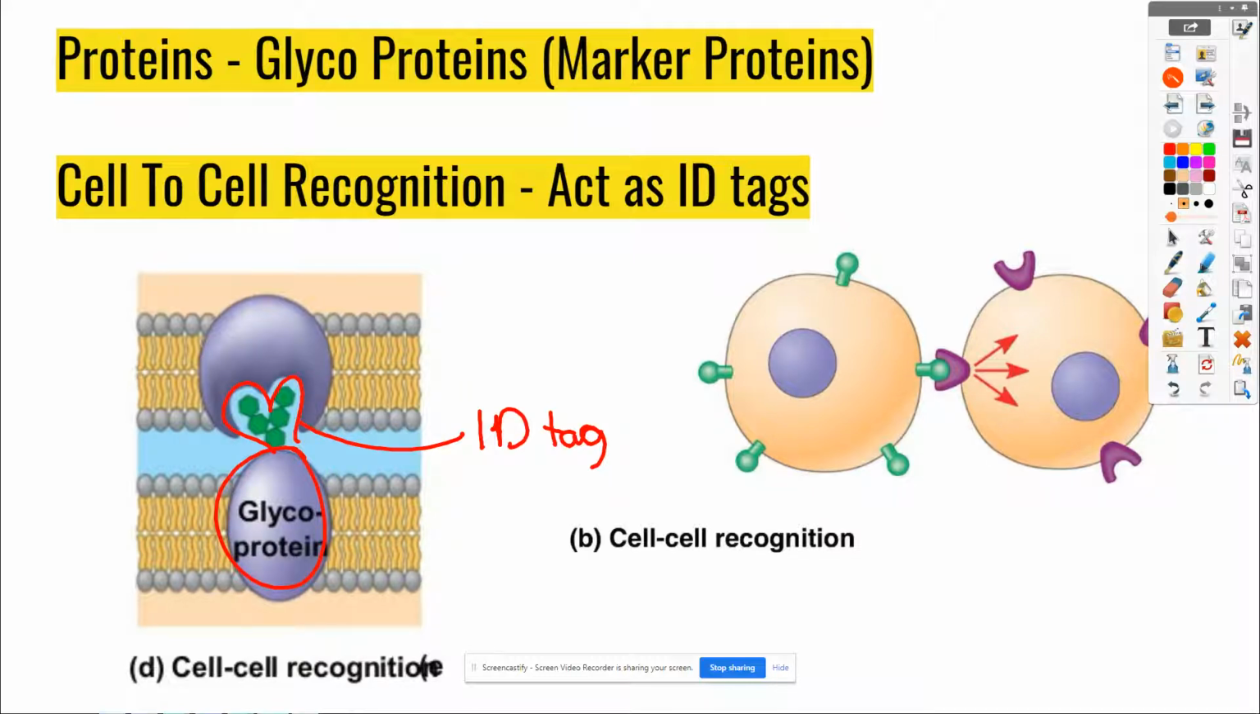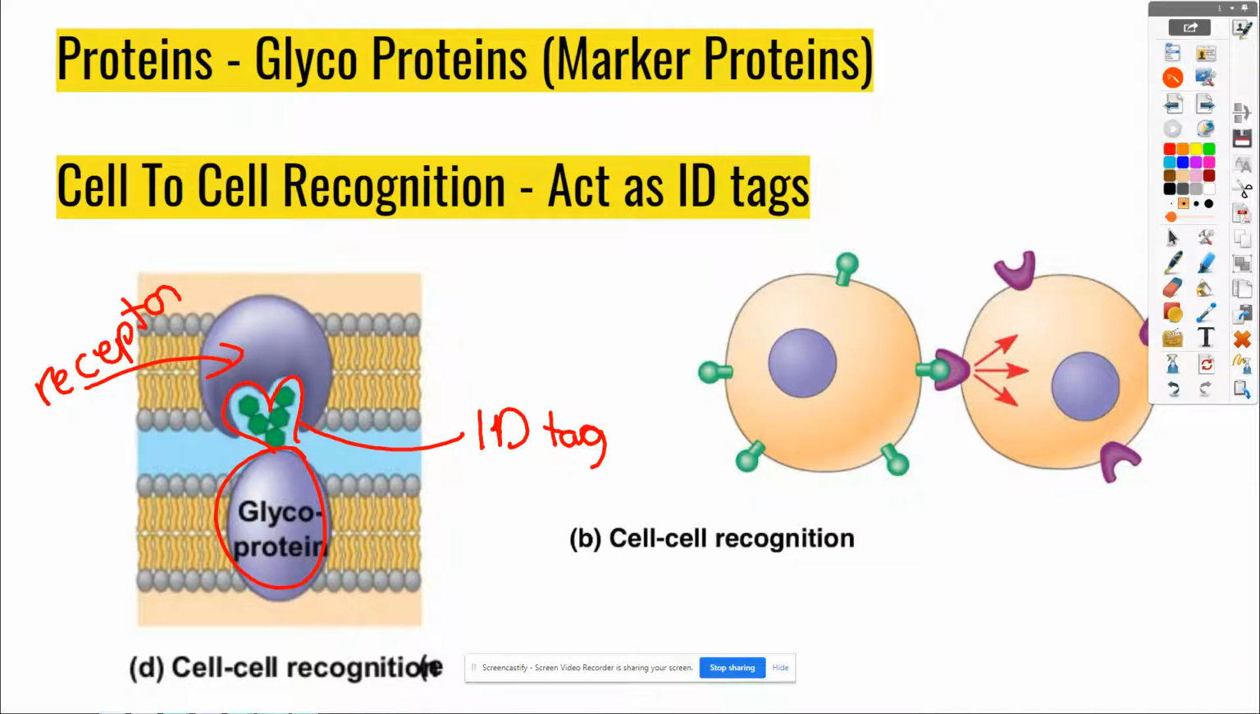But here's that ID tag, and this is one of the cells coming by. Here's its membrane, and it has a protein. This is called a receptor protein. But it is receiving that ID tag, and that ID tag fits, so this cell is supposed to be here. These glycoproteins can also be called marker proteins. They are marking the cell for what organism they're supposed to be in.